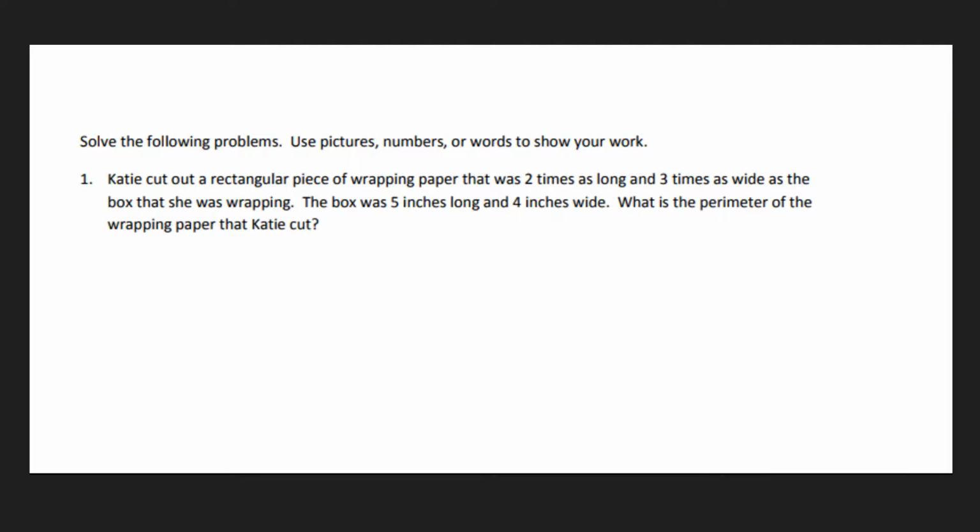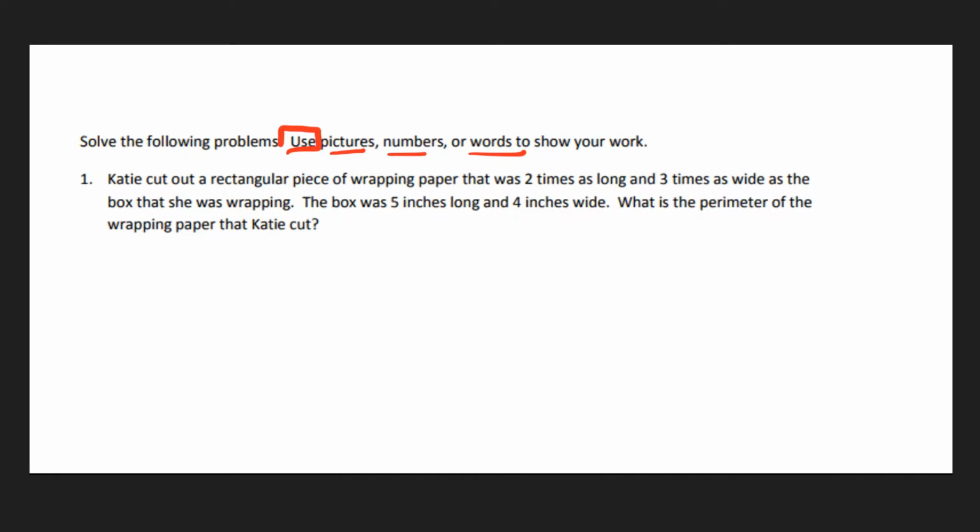Let's start with our cubes. Solve the following problems. Use pictures, numbers, or words to show your work. Katie cut a rectangular piece of wrapping paper that was 2 times as long and 3 times as wide as the box that she was wrapping. The box was 5 inches long and 4 inches wide. What is the perimeter of the wrapping paper that Katie cut?